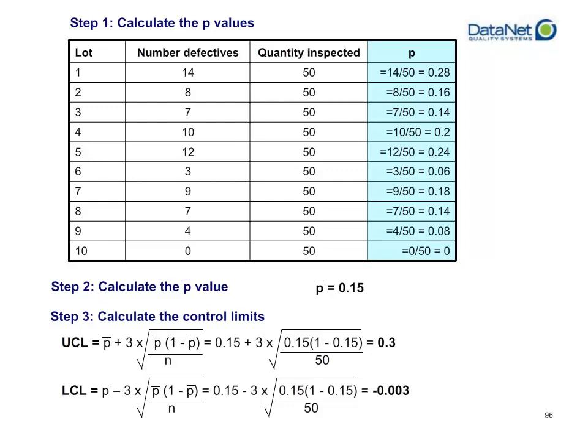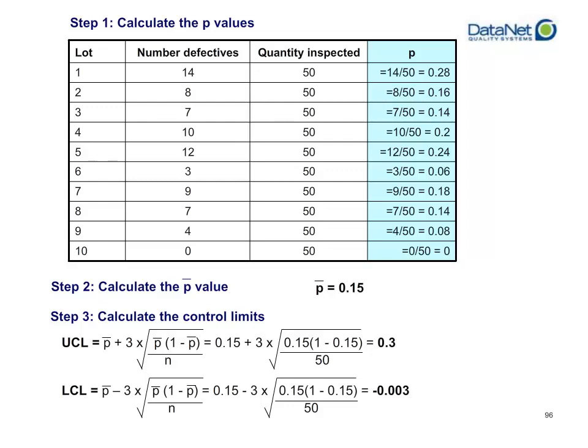Step two, we need to calculate the average percentage defective. That's the p-bar value. You take all of the p-values that you calculated in step one, add them together, divide by the number of lots, and you get a p-bar value. In this case, that's about 15%. That's your grand average of all of your p, or percentage, values.